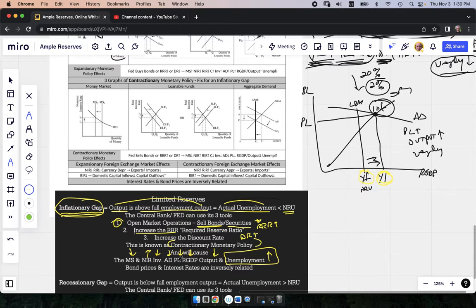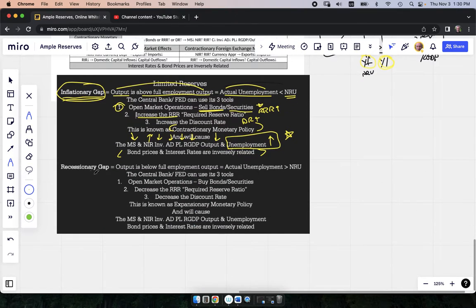That's important to know because lots of times they're going to have a multiple choice question that'll just say we're in an inflationary gap and the Fed uses contractionary monetary policy. What increases? You've got to know what increases in a contractionary policy is unemployment. Bond prices and interest rates are inversely related. Easy.